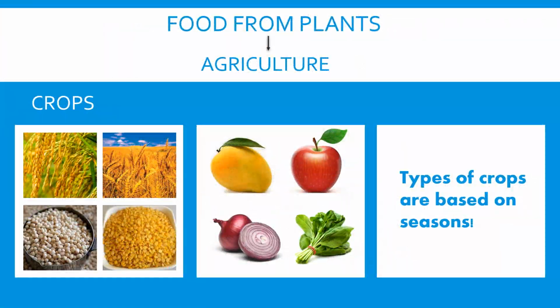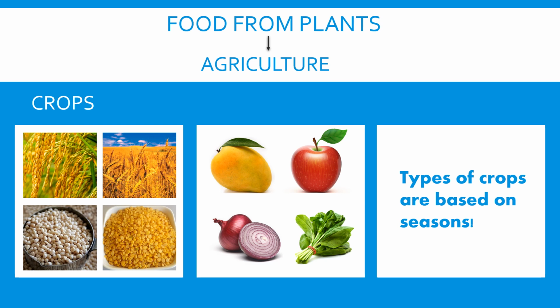Food from plants. So we get food from plants. How? When farmers do agriculture, we get food from plants. But what is agriculture? Agriculture means growing plants and rearing animals for food, clothing and other useful products.